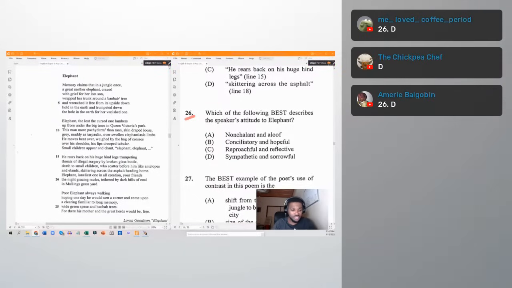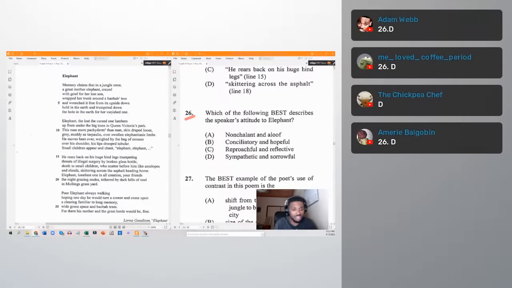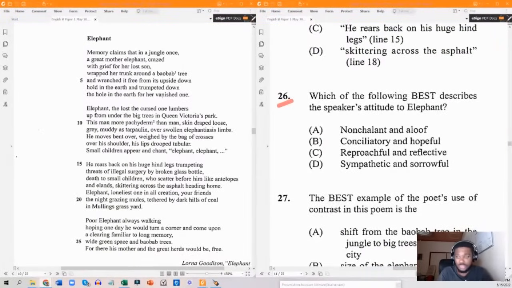Did I say this one was difficult? I was joking. Easy. Definitely D. Sympathetic and sorrowful. We are made to feel sorry for the elephant throughout the passage. It can't be nonchalant and aloof, because if we're feeling sorry for the elephant, we see all this language and all this sadness, then it couldn't be nonchalant and aloof, because these mean there's no real emotion. Hopeful, there's no hope. This doesn't even make sense.